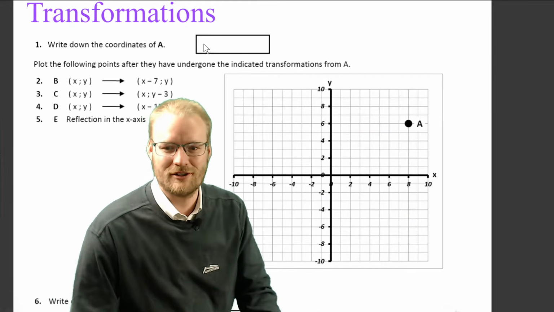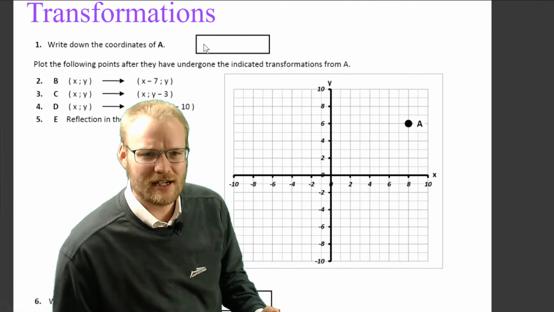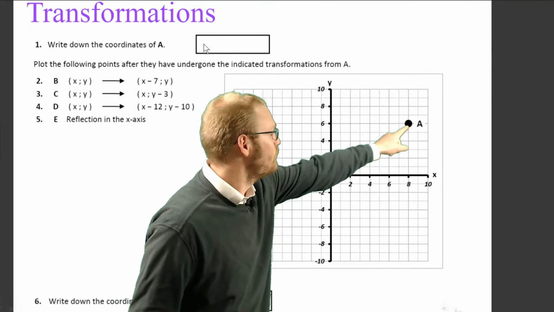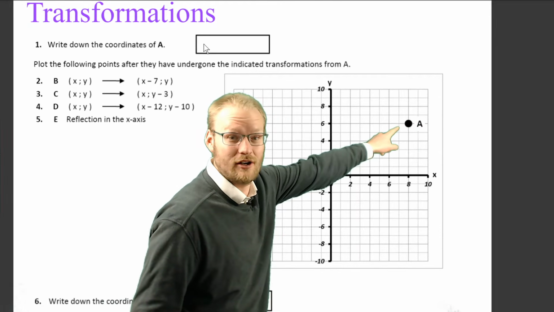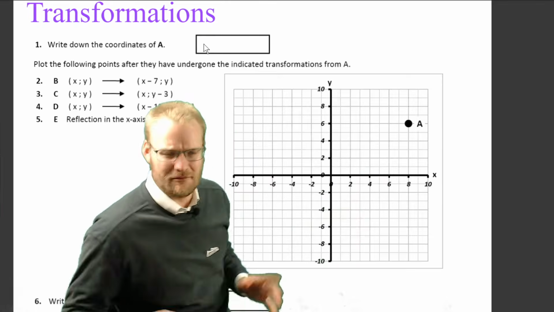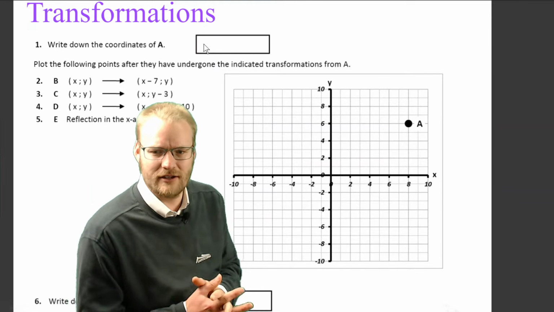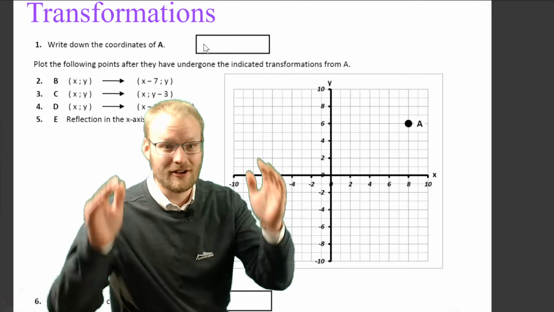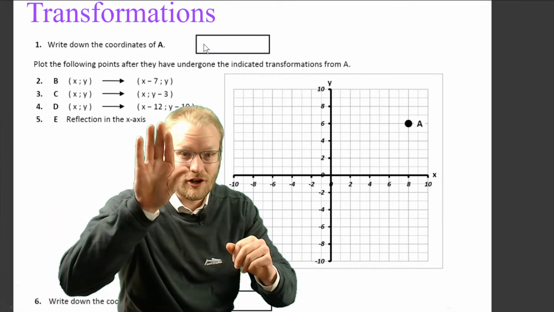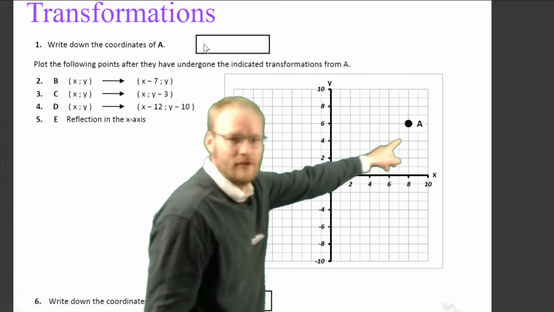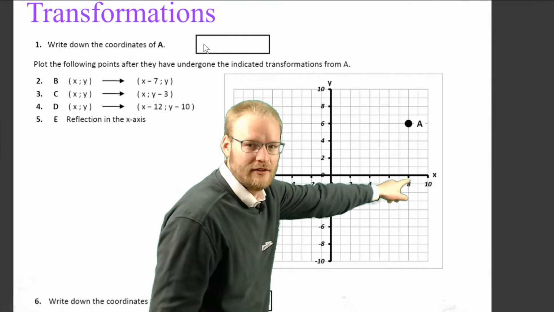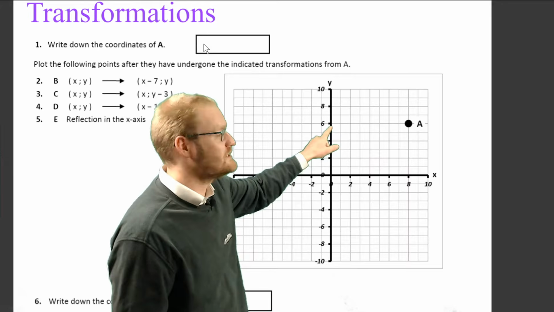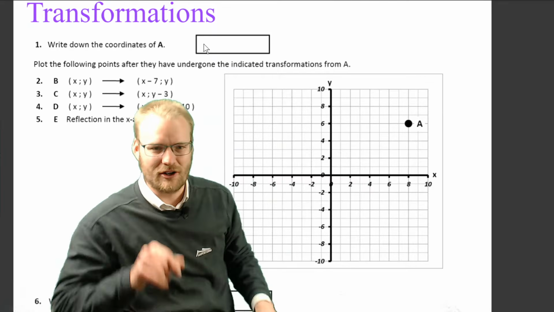So those are two transformations. To start with, what we want to know is, write down the coordinates of A. So there's A. What are the coordinates of A? Now I've left that as a free question, open text, because I really want to see how you're writing your coordinates down. Remember they're in brackets, and we know that it goes x and then y. So for our point A, the x value is 8, and the y value is 6.